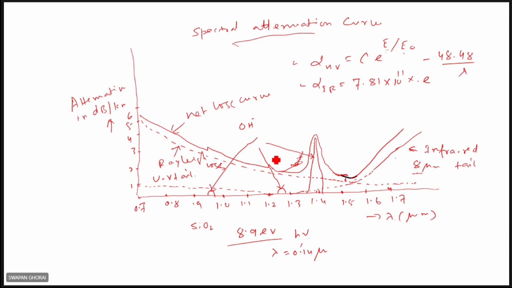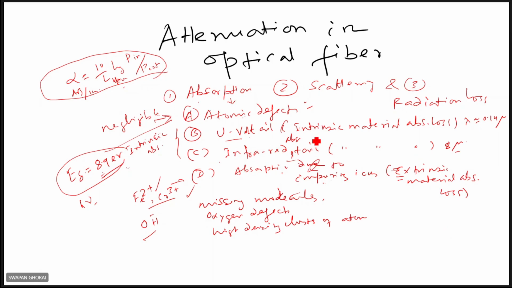So care must be taken: if you want to use these operating regions, then you have to reduce these hydroxyl ions. During fabrication, you have to take care of the contaminants; these impurities should be minimum. These are the causes for the extrinsic absorption. So we have seen the intrinsic absorption because of the electronic band tail and infrared tail, and the extrinsic absorption due to impurity ions, maybe because of dopants, because of metal impurities, etc. So this is all about these absorptions.